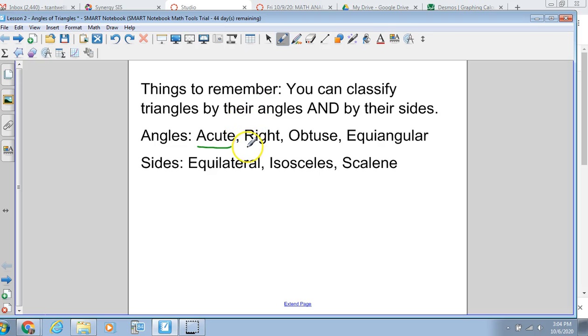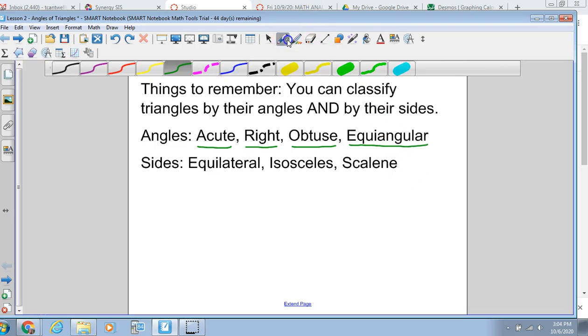degrees. If a triangle is a right triangle, then it has one angle that is exactly 90 degrees, and the other two are acute. If it's an obtuse triangle, then it has one angle that is greater than 90 degrees, and the other two would be acute. And there's also such a thing as an equiangular triangle. That's when all three angles are congruent.